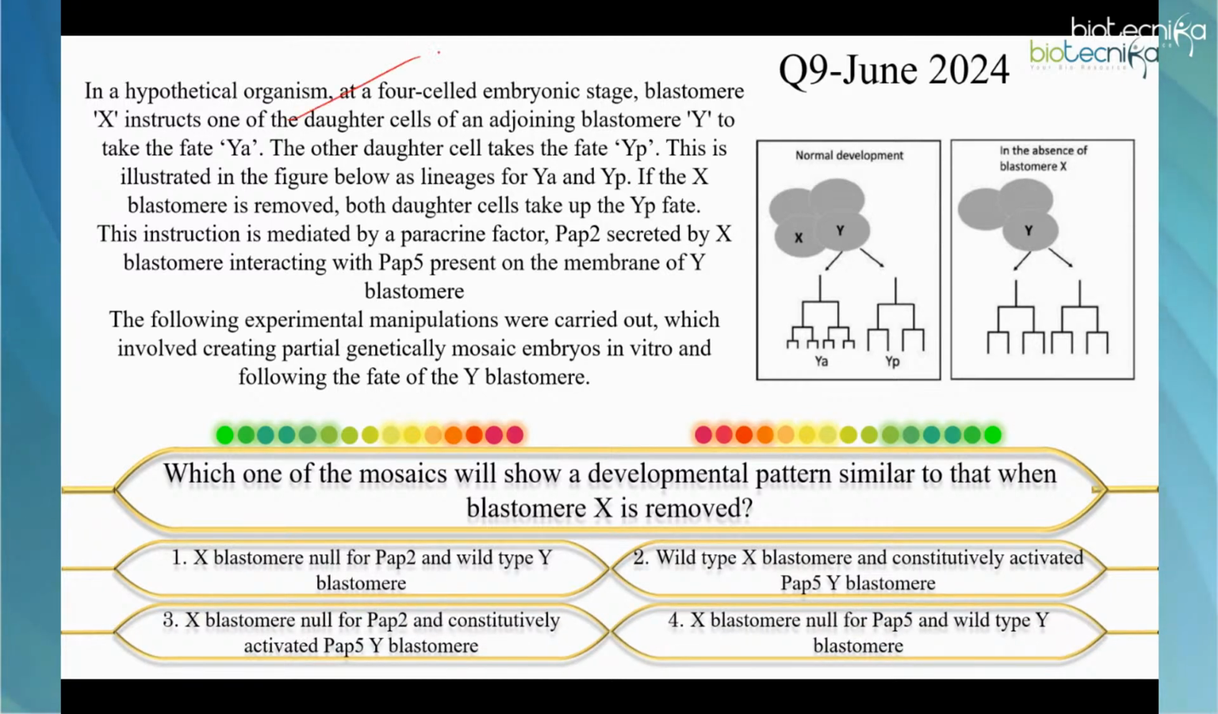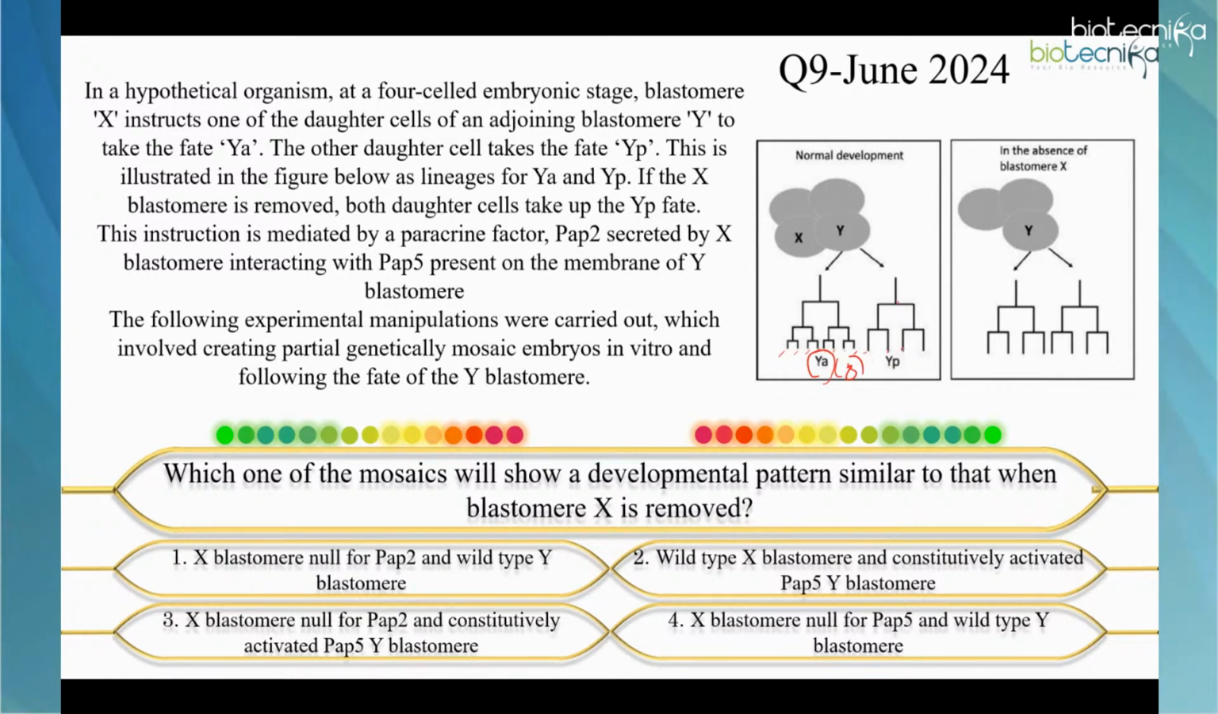Okay, so in a hypothetical organism, this is from the recent June 2024, at a 4-celled embryonic stage. This is the normal development they have shown, where 4 blastomeres are there, and here the X blastomere is missing. If the normal development is there in presence of X, you can see Y, this is a cell lineage of Y, towards the anterior and towards the posterior. The free ends are the number of cells. They are one cell each. So how many free ends do you see here? 1, 2, 3, 4, 5, 6, 7, 8. So YA will form 8 cells.